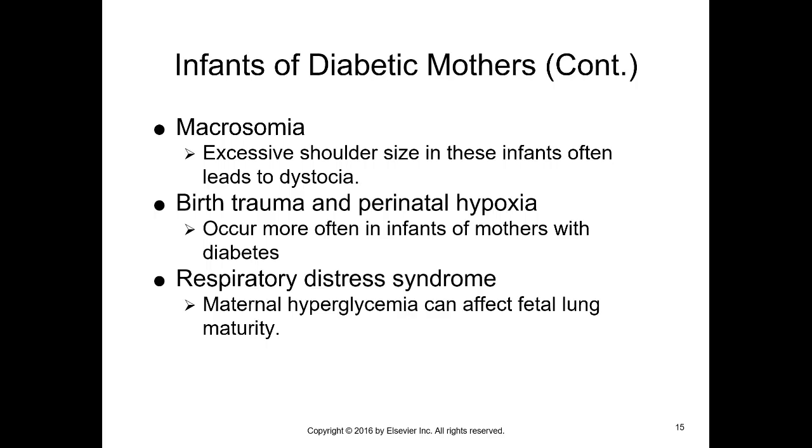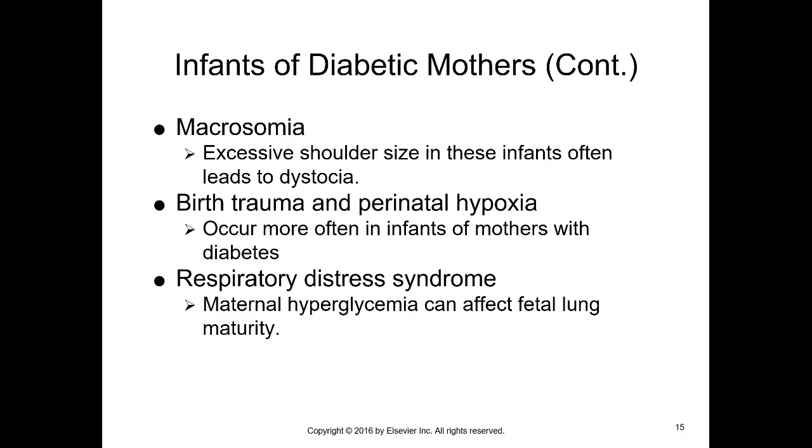They are also at risk for respiratory distress syndrome, so maternal hyperglycemia can affect the fetal lung maturity. LGA babies have a round face, a chubby body, a flushed complexion, enlarged internal organs, and increased body fat, especially around the shoulders, which results in the birth trauma. Glucose does not cross the placenta, so the brain is the only organ not affected.